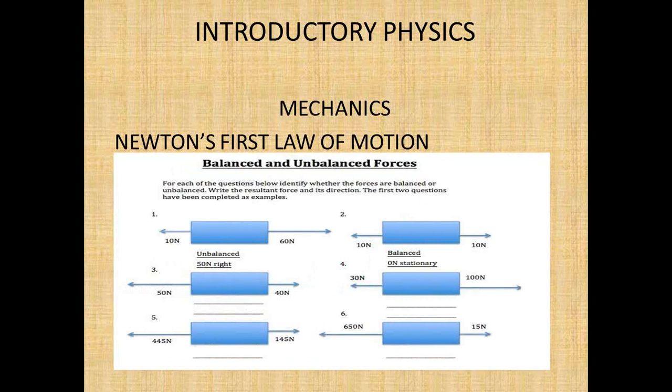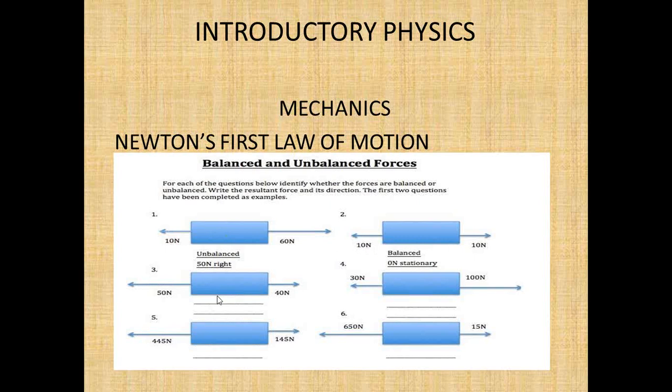This is just an exercise looking at balanced and unbalanced forces again. In scenario one, if you have 60 newtons to the right and 10 newtons to the left, there's an unbalanced force of 50 newtons. This one is balanced because you have 10 to the right and 10 to the left, so the object will be stationary. When you have unbalanced force, force is equal to mass times acceleration, so you must have an acceleration. You're going to have motion then.